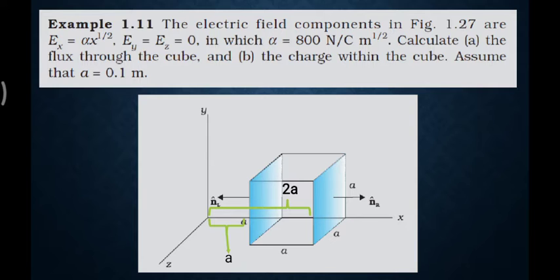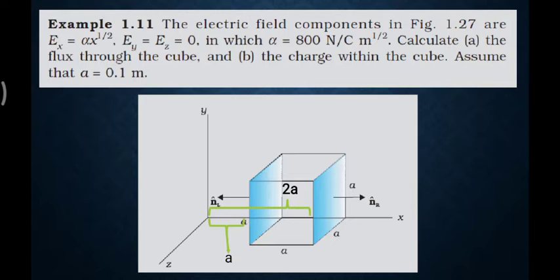Now what we have to find? A, the total flux through the cube. B, the charge within the cube. Assume A is equal to 0.1 meter. This cube has sides of length A, which is 0.1 meter, that means 10 centimeter.